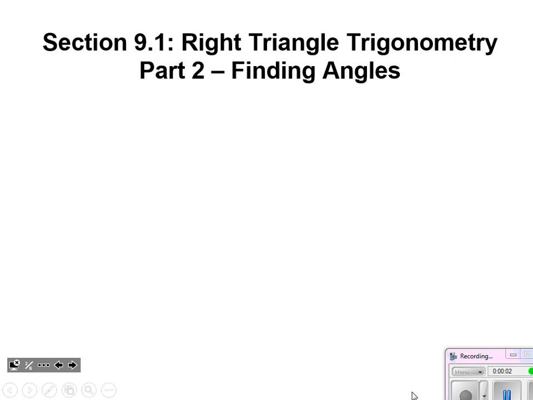Welcome to Algebra 2. Today we've got part 2 of our section 9.1 review of right triangle trig from geometry. And this deals with finding angles. So yesterday we learned how the trig ratios deal with right triangles, and everything was with regards to side length. We always had a side length. We always had a given angle measure that we could use our trig ratios to solve.